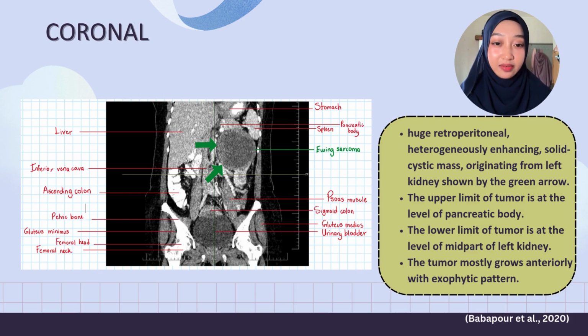We can see that there is a green arrow that shows a huge retroperitoneal heterogeneously enhancing solid cystic mass that is originating from the left kidney. The upper limit of the tumor is at the level of the pancreatic body. Meanwhile, the lower limit of the tumor is seen at the mid part of the left kidney. And the tumor mostly grows anteriorly with an exophytic pattern. Exophytic pattern means the tumor grows outward of the renal surface.